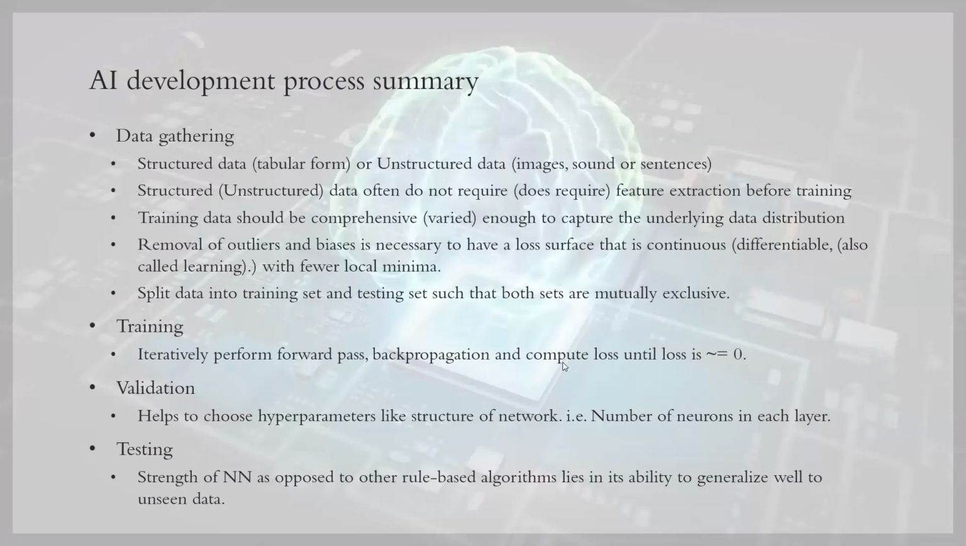Then maybe we can skip this validation step, which is for choosing hyperparameters like structure of network, the number of neurons in each layer.